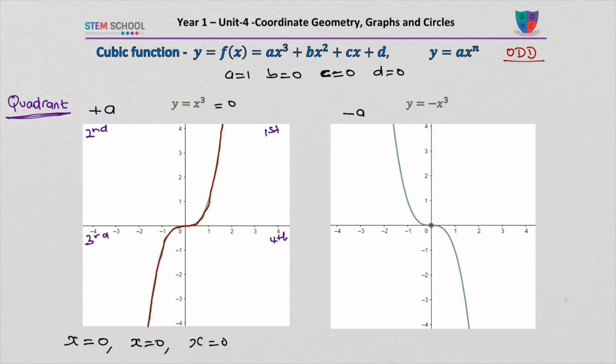Likewise, for this one, it's exactly the same thing, except because a is negative, this curve is reversed. So it's coming from the second quadrant this time, and it will cross at x equals 0, 3 times, and then change course, and then it goes down.